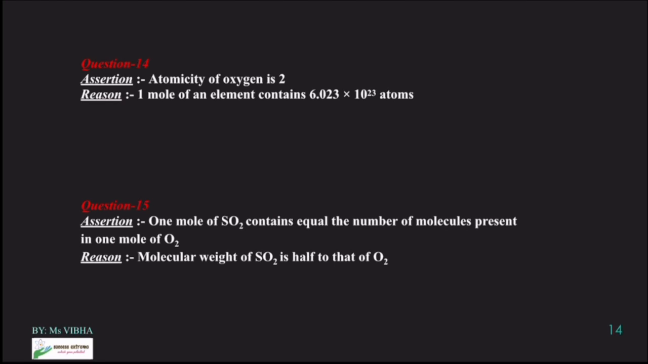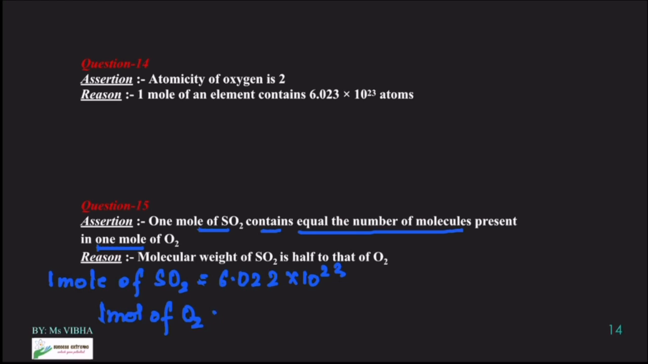The assertion statement of question number 15 says 1 mole of SO2 contains an equal number of molecules as present in 1 mole of oxygen. It means that 1 mole of SO2 contains 6.022 × 10^23 molecules and 1 mole of O2 contains 6.022 × 10^23 molecules. So this statement is true because both contain a number of molecules equal to Avogadro's number. So the first statement is true.